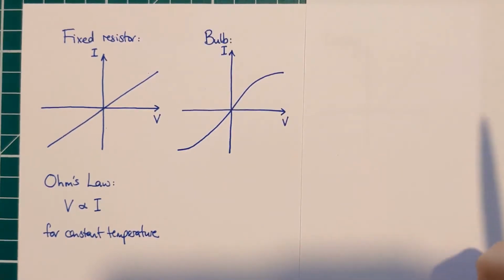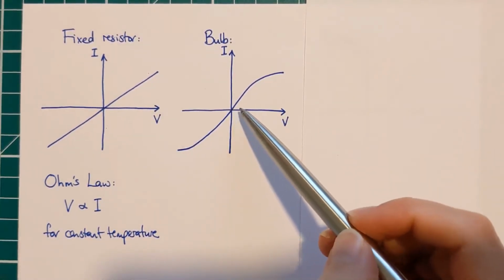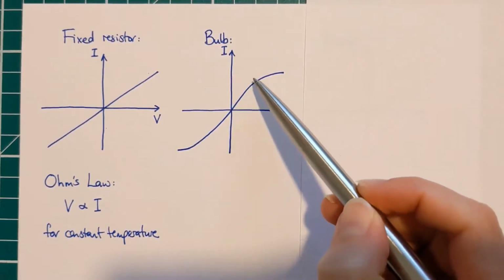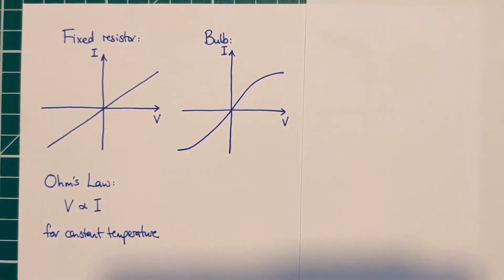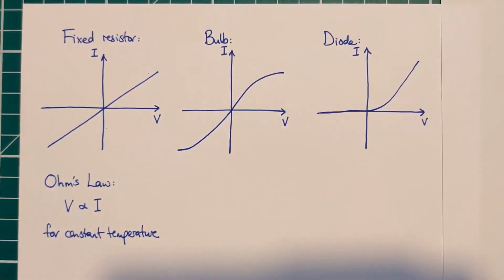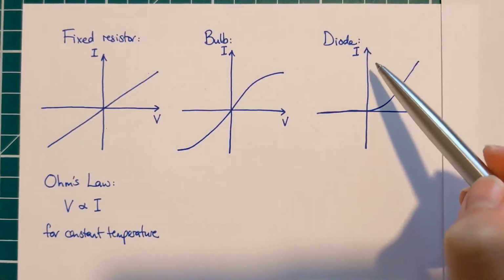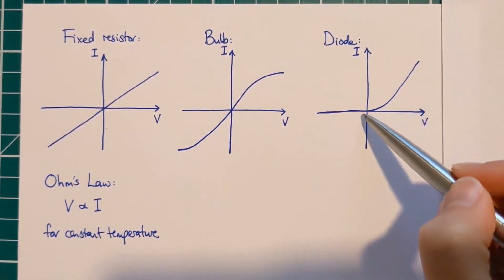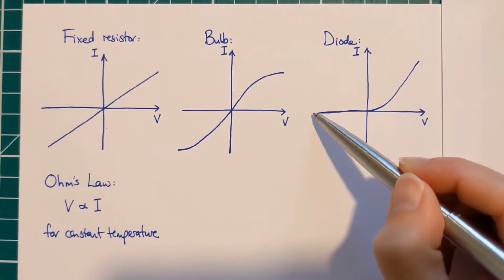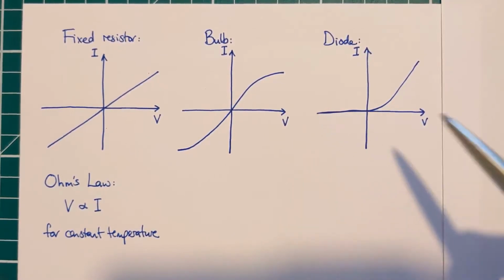A bulb, for example, needs more and more PD to get an increase in current and gives this shape of graph. And a diode, meanwhile, will only have a current in one direction. So it doesn't matter how high you turn up the voltage in the other direction, you won't get a current.